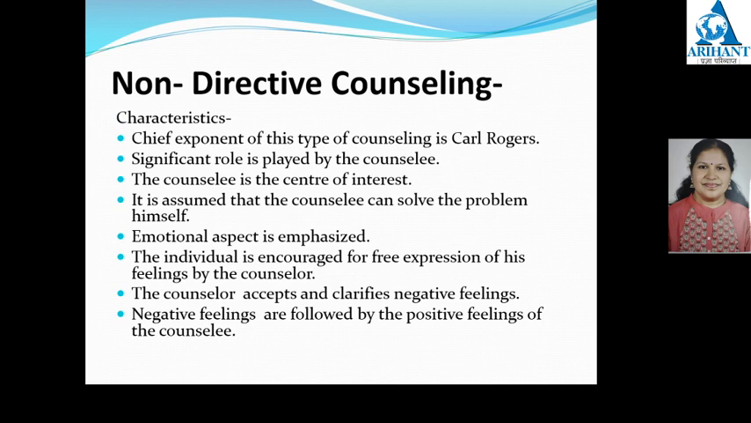Now we will see the next approach or next type of counseling, that is non-directive counseling. What are the characteristics of this? The chief exponent of this type of counseling is Carl Rogers. A significant role is played by the counselee. The counselee is the center of interest, exactly the opposite of directive counseling. Here the counselee will be active. The counselee is the center of interest. In directive counseling, the problem was the center of interest.